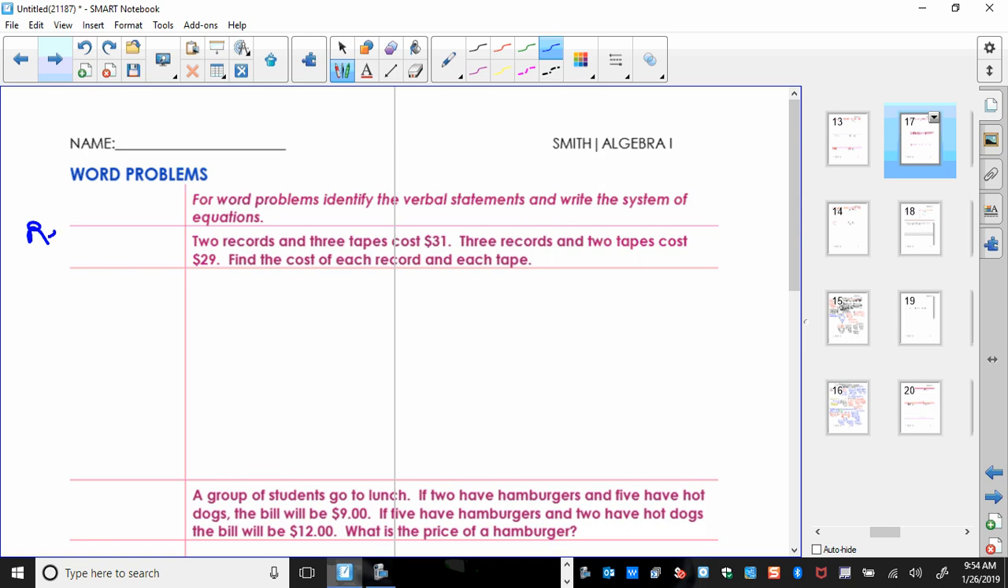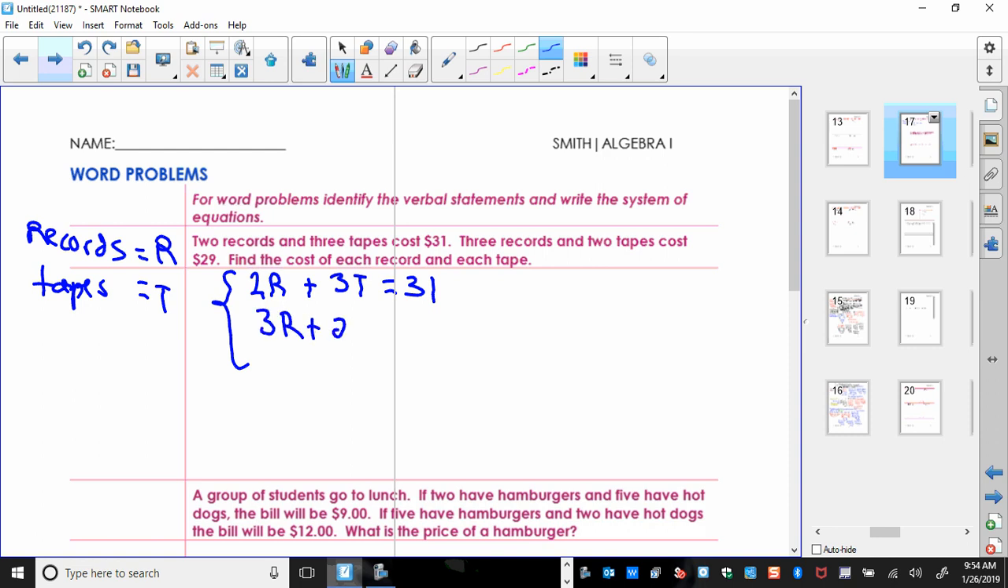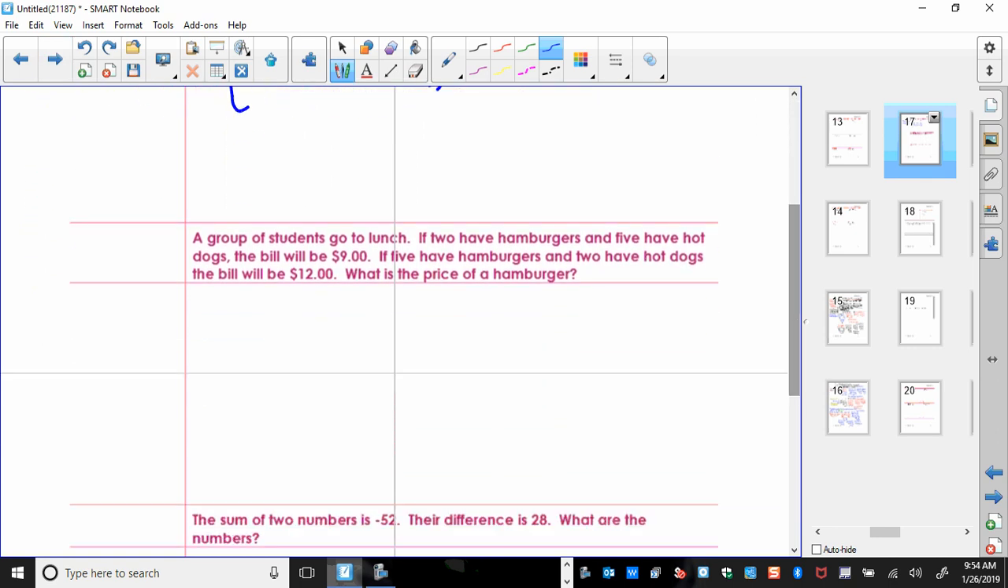So we're talking about records. We're talking about tapes. We want shorthand. This is what algebra allows us to do. It allows us to abbreviate things. So curly bracket. 2 records, so 2 R's, plus 3 tapes, so 3 T's equals $31. Reading the next one, 3 records, so 3 R's, plus 2 T's equals $29. We don't have to find the cost because the directions don't tell us to do that.